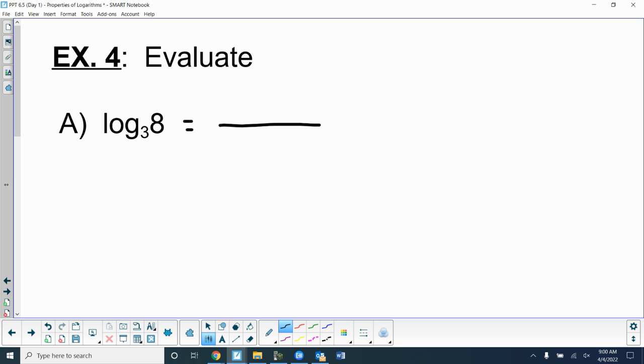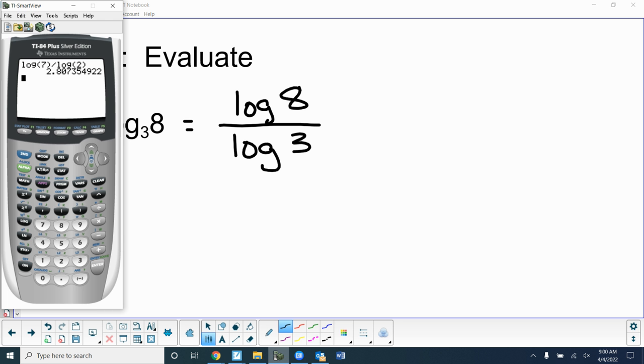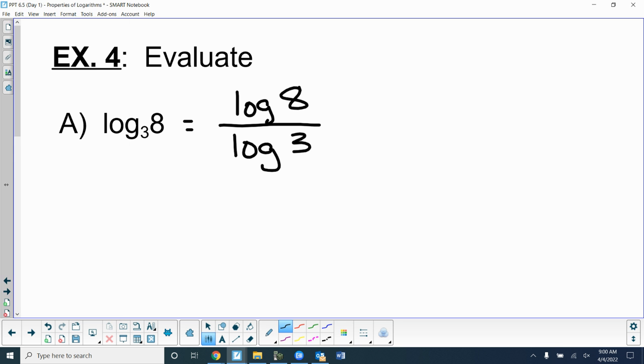Okay, so what goes in the top, Sophia? 8. Log of 8. And what's in the bottom? The 3. Okay? So it's that easy. So put in there log of 8, close it up. Log of 3, close it up. Oops, not a plus sign. Delete that. And we get 0.431 if we go to thousandths. Change of base formula.